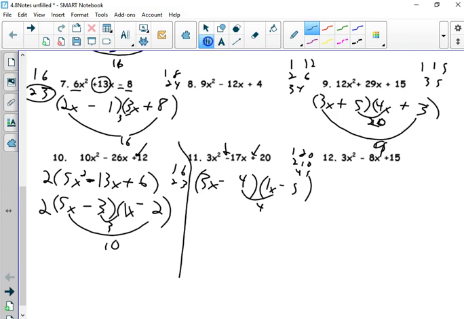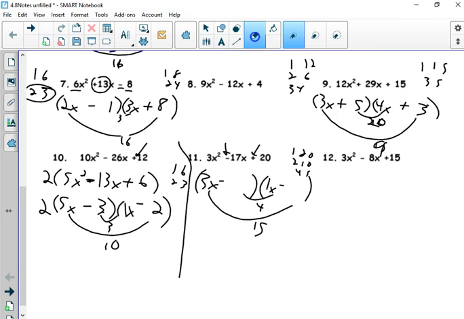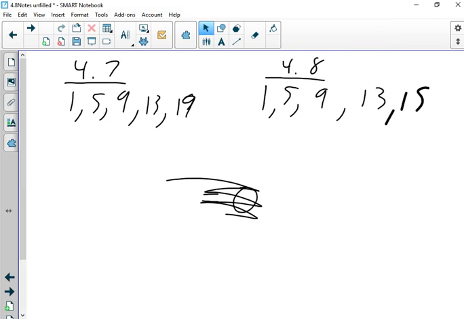Let's check. 4, 15. Nope. That's why we use pencils. 5 and 12. Does that add up to 17? Yes, it does. And I'm done. That's it. So there is some work involved, but it's not that bad. Okay, so those are the problems you're doing for 4.7 and 4.8. If there's an equal 0, cross it out.